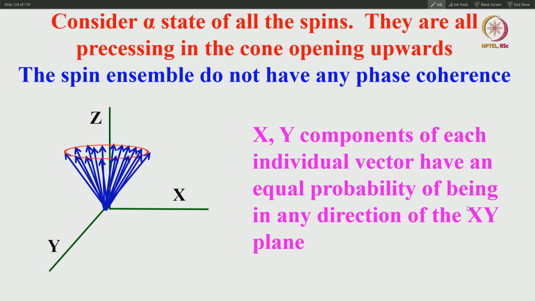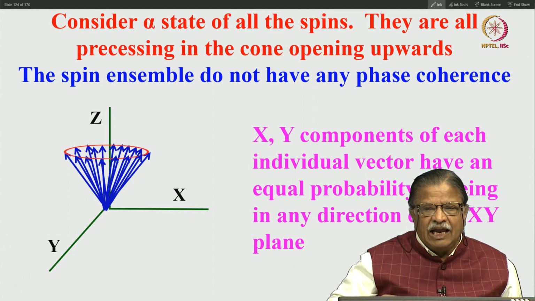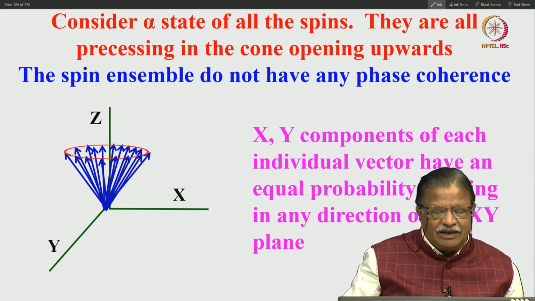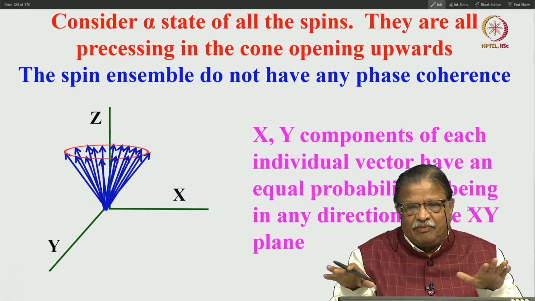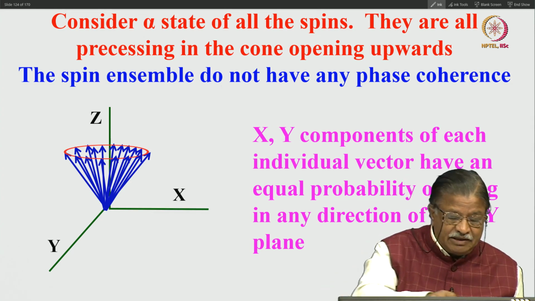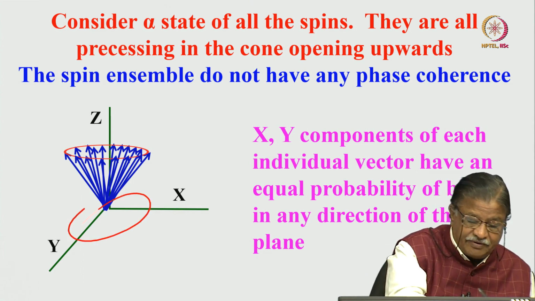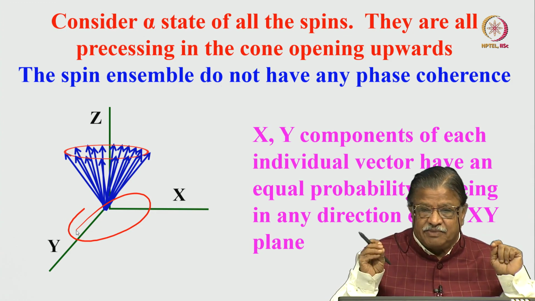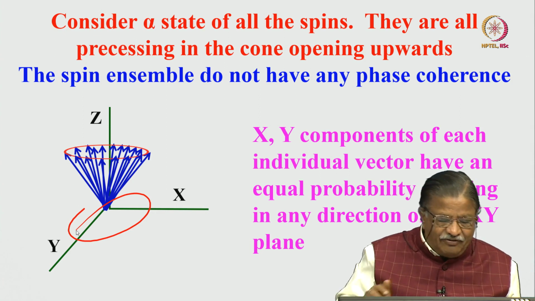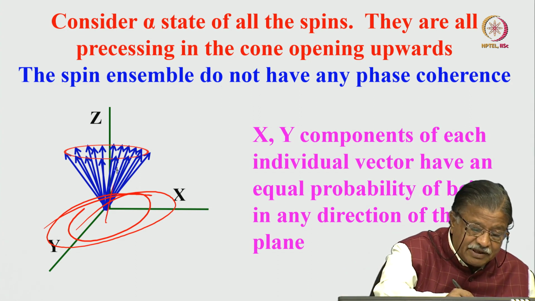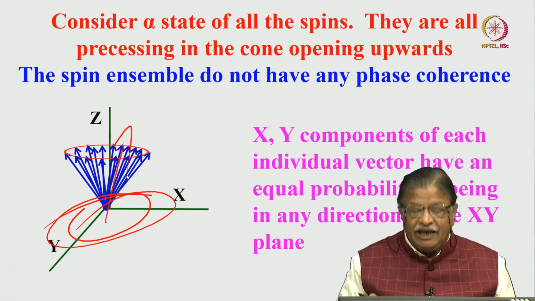Now what will happen to the xy components of this? Because continuously they are all precessing, if you take the ensemble average of the xy components, what will happen? All these vector components in the xy plane get completely averaged out to 0. There won't be any x and y components, there won't be any magnetization in the xy plane. This is because of the random phase approximation. Because of the random phase, all the components in the xy plane are averaged to 0. So we have only nuclear spins or magnetic moments aligned along the z direction.